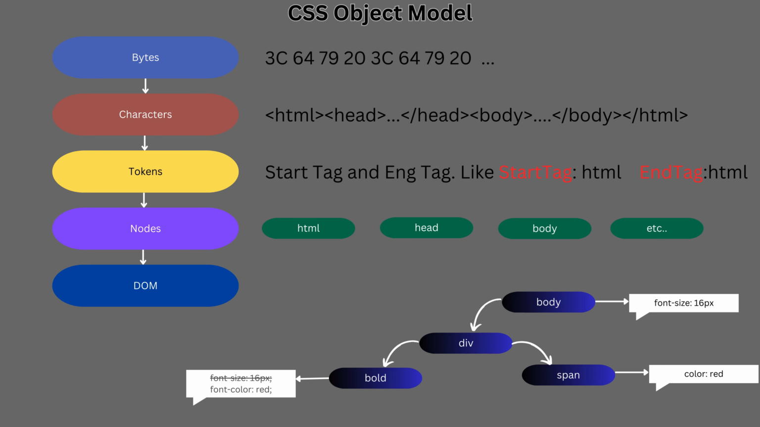Combining with DOM, interaction with DOM. The CSSOM is used in conjunction with the DOM to apply styles to the elements represented in the DOM. This combined structure is crucial for the next step in the rendering process, creating the render tree.